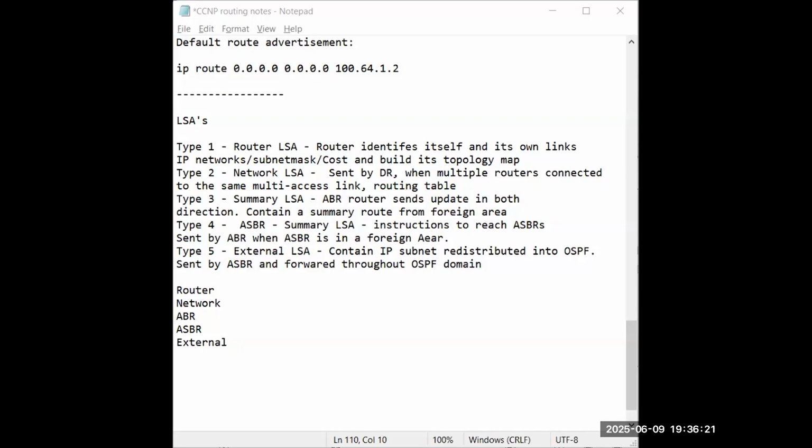So those information will be in type 4 LSA. Yeah, but in that diagram, there's no ASBR, right? Yeah, there's no ASBR. I have a different diagram. I'll show it. Yeah, sure. Can you show that, please?